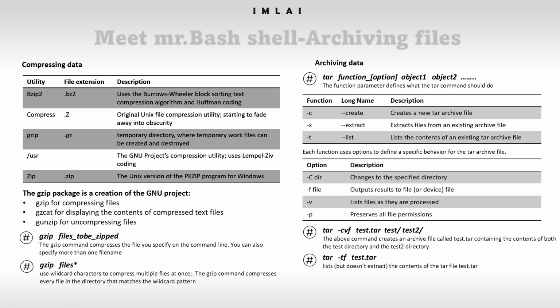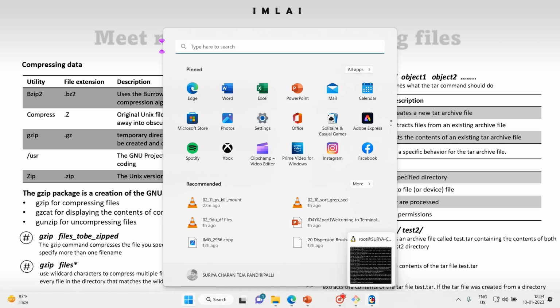Then the second one, tar -tf, lists but does not extract the contents of the tar file test.tar. Whereas tar -xvf extracts the contents of the tar file test.tar. If the tar file was created from a directory structure, the entire directory structure is recreated starting at the current directory. So now let's try it out in Ubuntu.